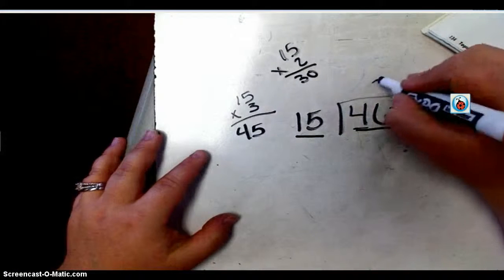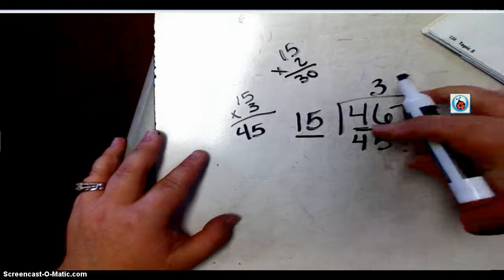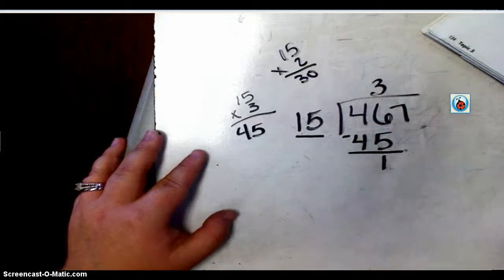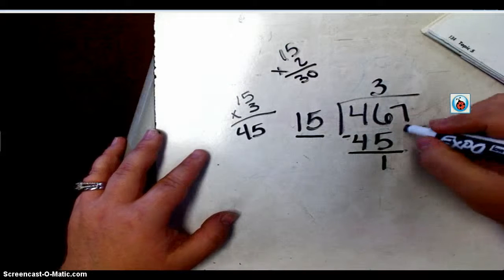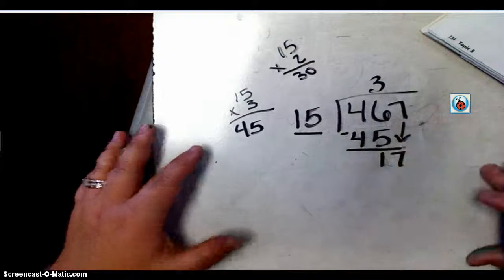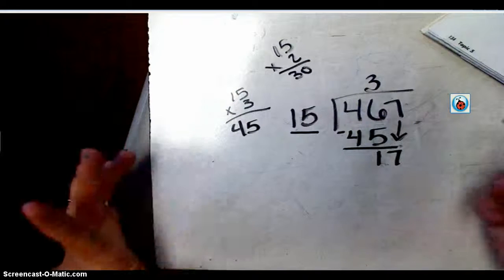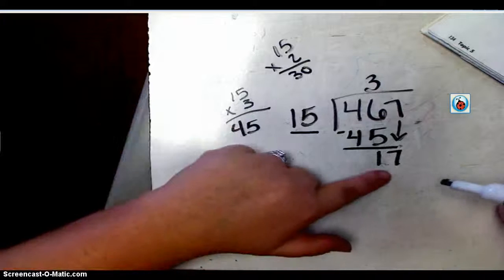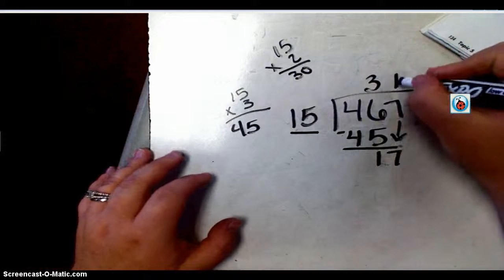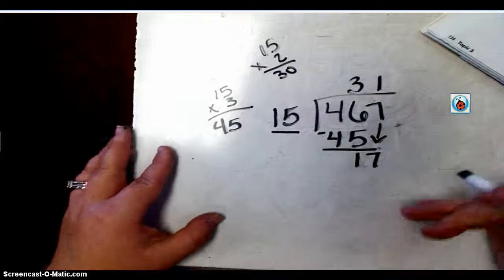15 goes into 46 3 times, giving me 45. Okay? This process is not new for you. 46 minus 45 gives me 1. My next step says I have to bring down. Notice I still draw my arrow. I still line up all of my places, so I stay neat and organized. Then I have to ask myself, does 15 go into 17? It does. It goes in one time. Notice I'm putting my number directly above the number I just took down in my answer. Everything is staying in a nice line.